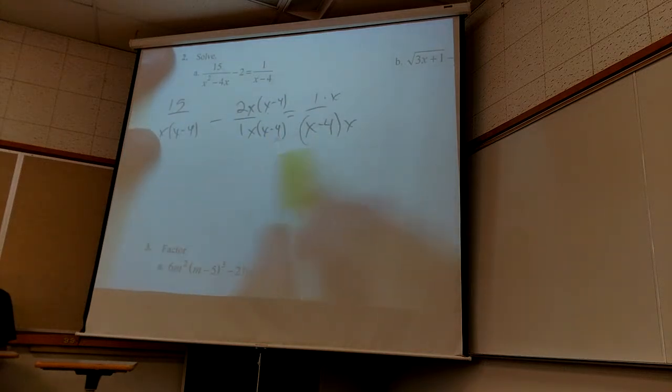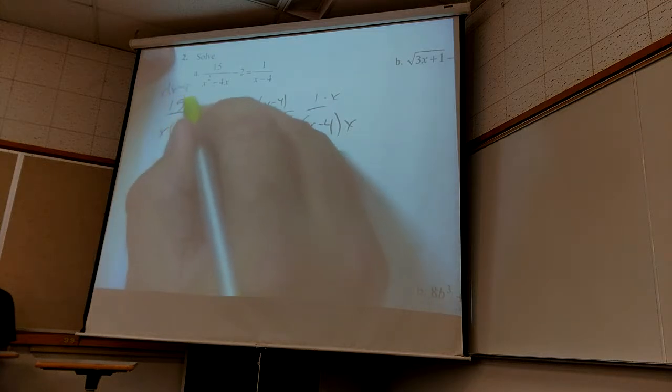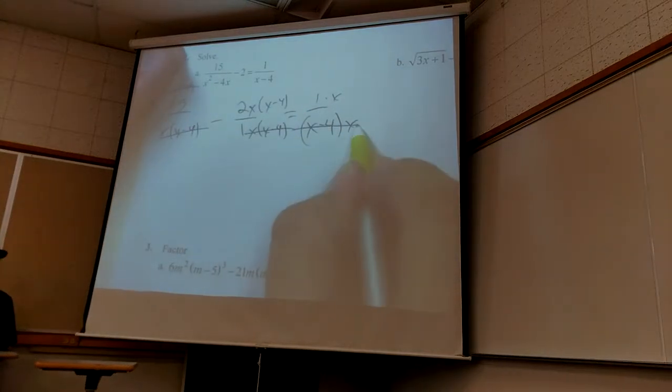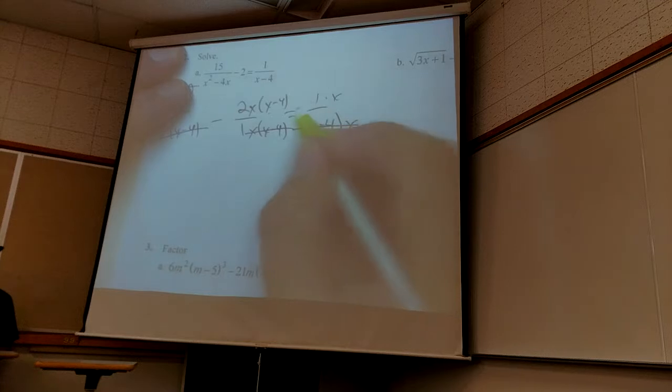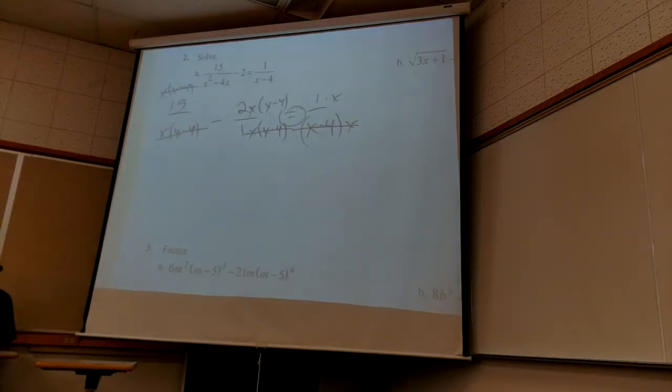I mean, now this is what we did earlier. If I multiply by x times x minus 4, they all cancel. I can only do that because it's an equation. I have 2 sides to balance out what I've done.